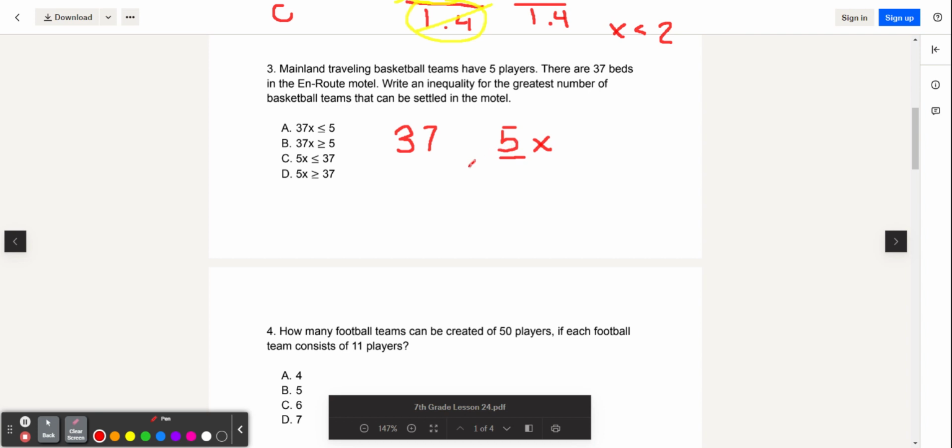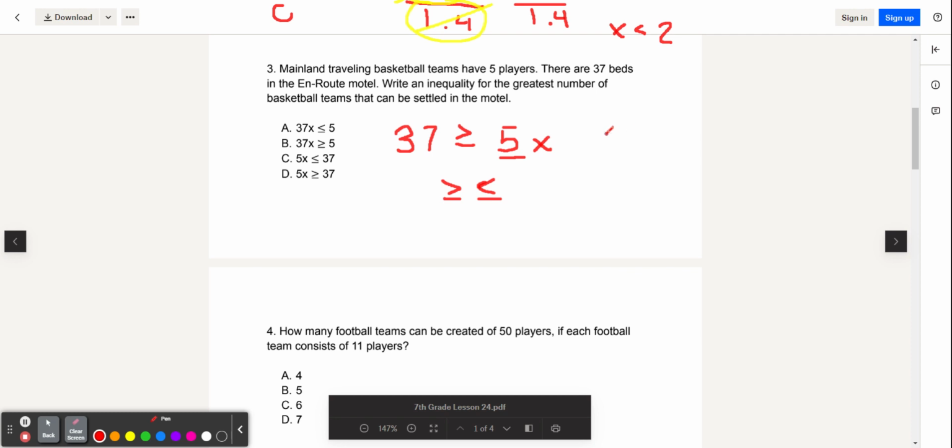So now the only trick left is to find out whether it's less than or equal to, or less than or greater than, and both of them will be their equal to versions. Now in this case, we want it like this. We want the number of teams times their players to be less than or equal to the 37 beds total. Logically, this makes sense. Our 37 beds must be at least enough for the 5x, the players.